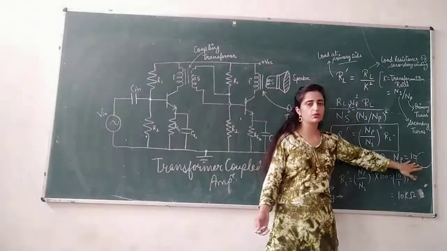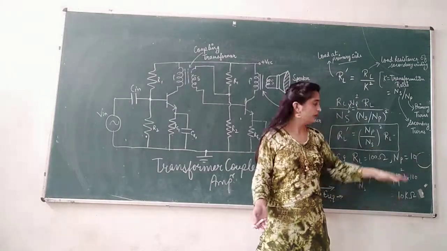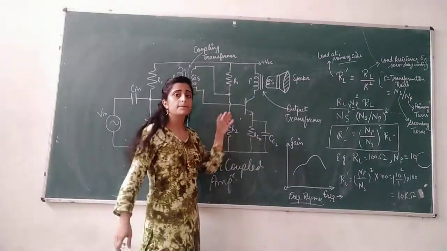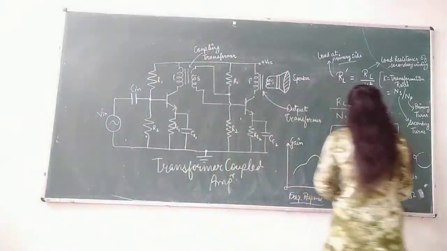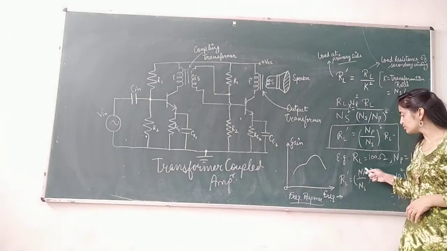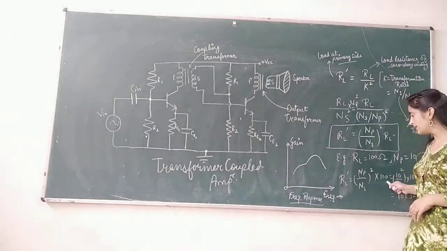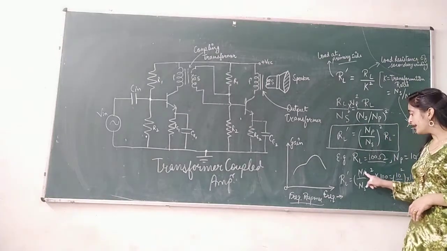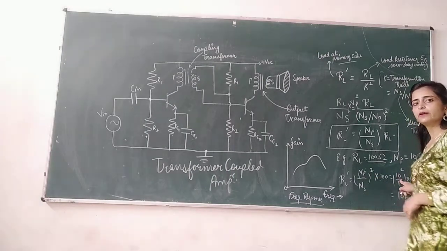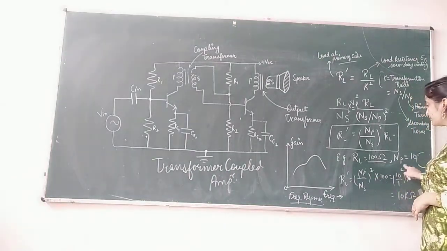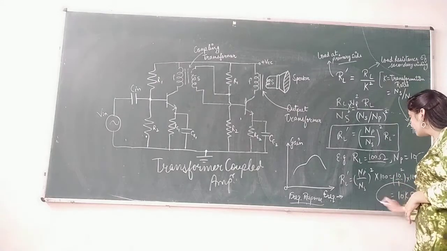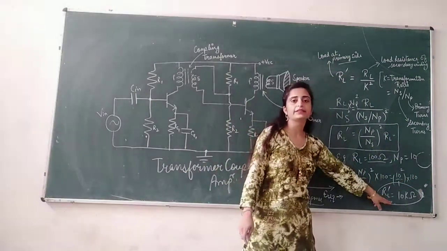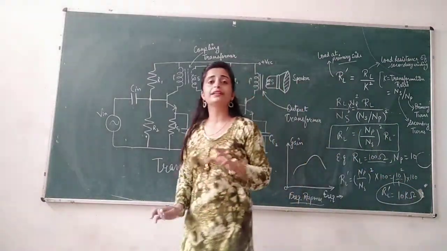For example, Np is equal to 10 and Ns is equal to 1. Then what will be the value of RL dash, that is, the impedance at the primary side? Then we can calculate that RL dash is equal to (Np/Ns) whole square multiplied by 100. 100 is the value of RL. In this formula we have put Np and Ns equal to 10 divided by 1. So this will become 10 square into 100, and the value of RL dash will be equal to 10 kilo ohms.